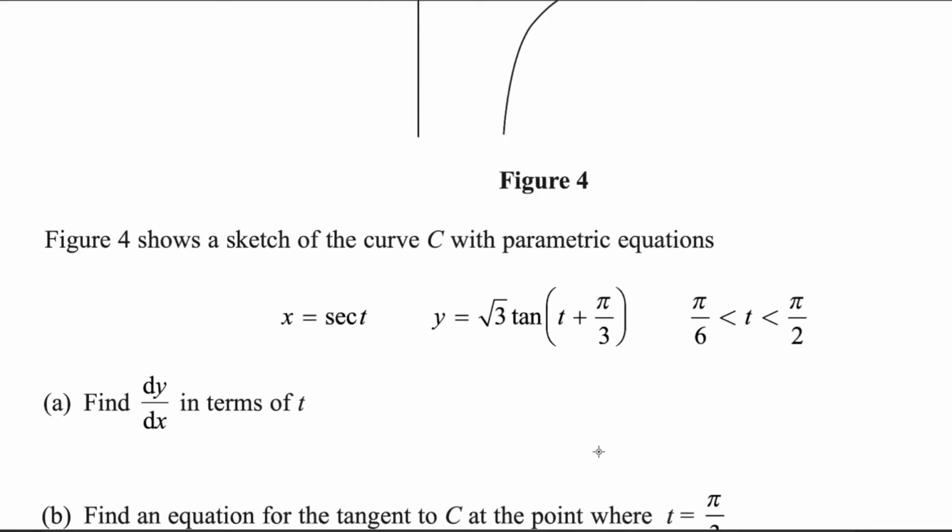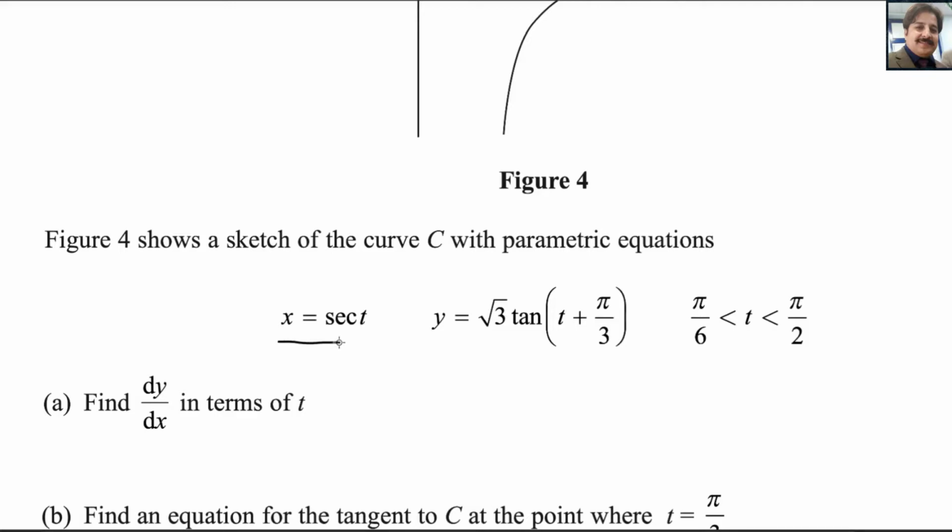Figure 4 shows a sketch of the curve C with parametric equations x equals sec t, y equals square root 3 tan(t plus pi by 3), and the value of t lies between pi by 6 and pi by 2. Find dy by dx in terms of t. We can find dy by dx by using the chain rule.